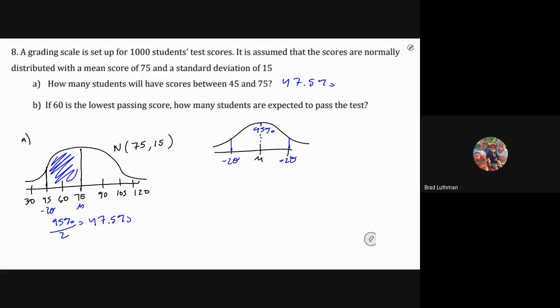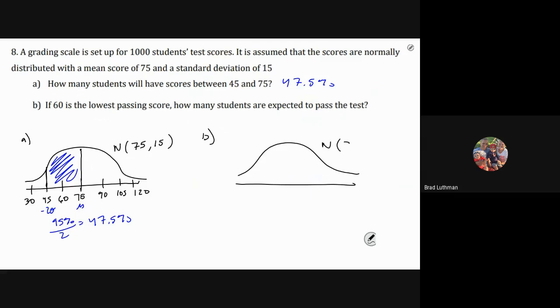Try to map out our problem here a little bit. Let's go to part B. Normal 75, 15. Mean of 75. 1, 2, 3, 90, 105, 30, 45, 60. So we want to pass. So 60 is our dividing line, and we're worried about 60 and above.